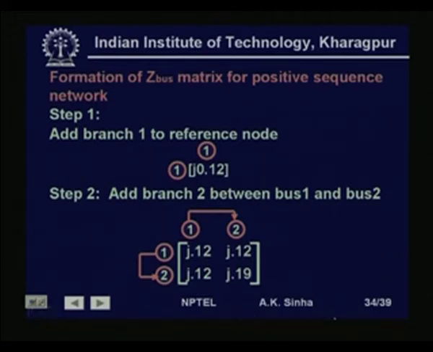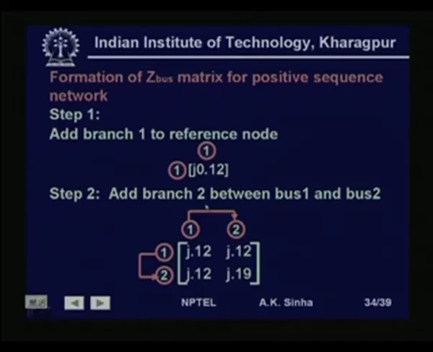The next step is to add branch 2 between bus 1 and bus 2. Again, this is adding a new bus to an existing bus, so this is a type 2 modification. Again we do the same thing: the n plus 1 row and column will be whatever was the value for the row and column of bus 1, to which we are connecting this node, and this term will be equal to ZB plus Z11.